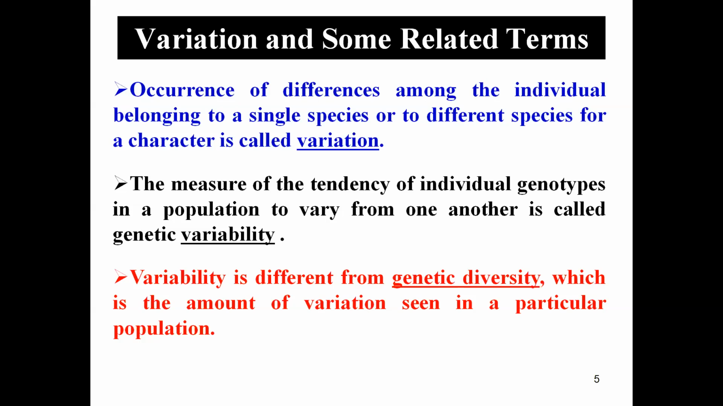There are some other related terms, which are related to variation, such as variability and genetic diversity. Variability is the tendency of individual genotypes to vary from one another. Suppose in a population, there are several genotypes, how they vary from one another. This is the variability. And genetic diversity is the amount of variation seen in a particular population. So there is a slight difference between these terms.